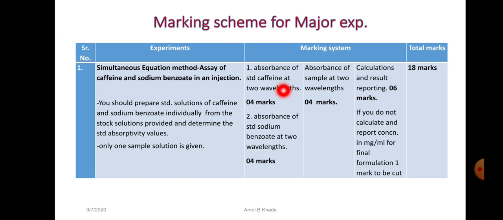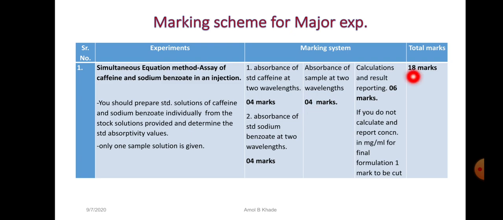So if your reading is good, usually we record the absorbance at 2 different values. So for caffeine you have 2 absorbances at 2 lambda max, so that if it is matching with the examiner reading, then 4 out of 4 marks will be given. Same way for the sodium benzoate, again 4 marks. So 8 marks are for only recording the absorbance, okay. Then 4 marks are for recording the absorbance of the sample given to you. So totally 12 marks are for only absorbances.